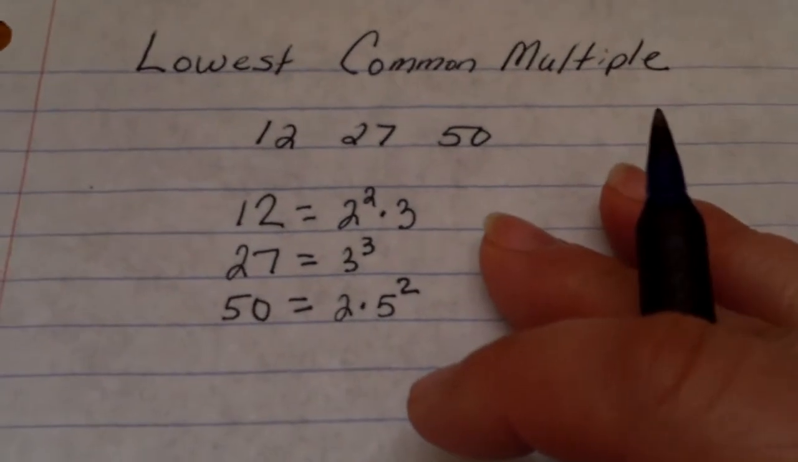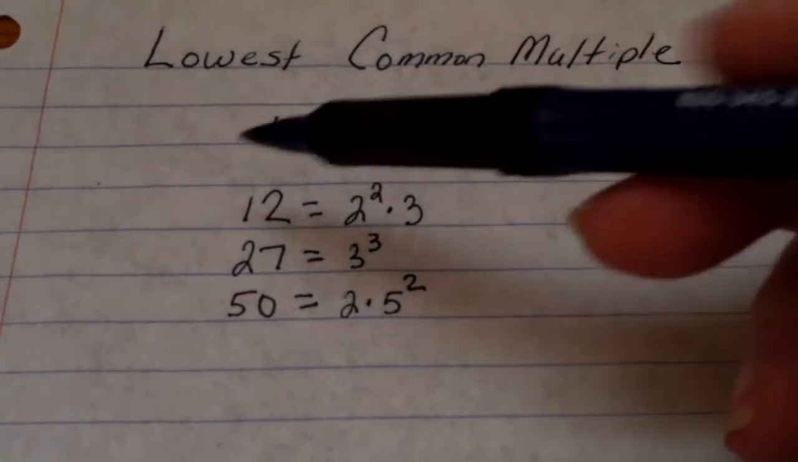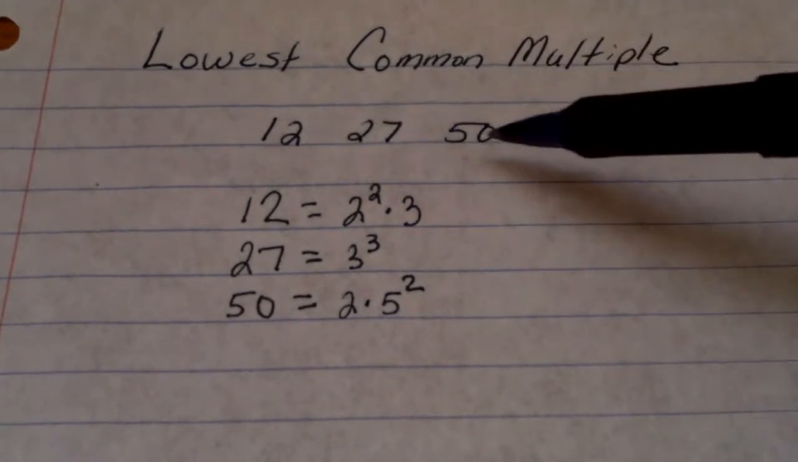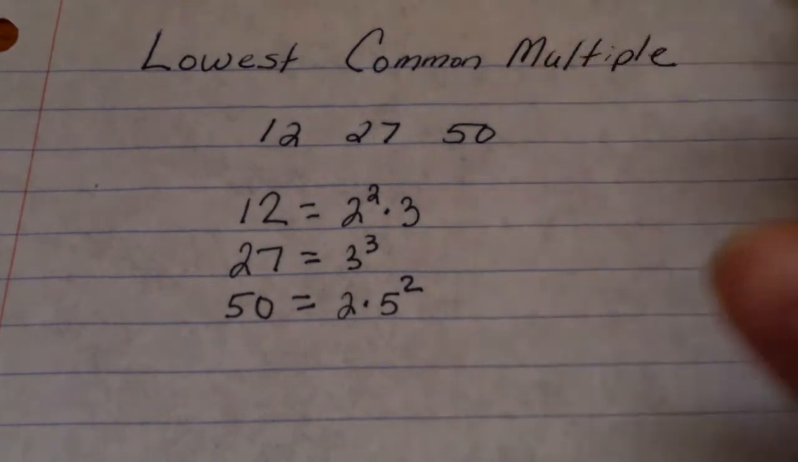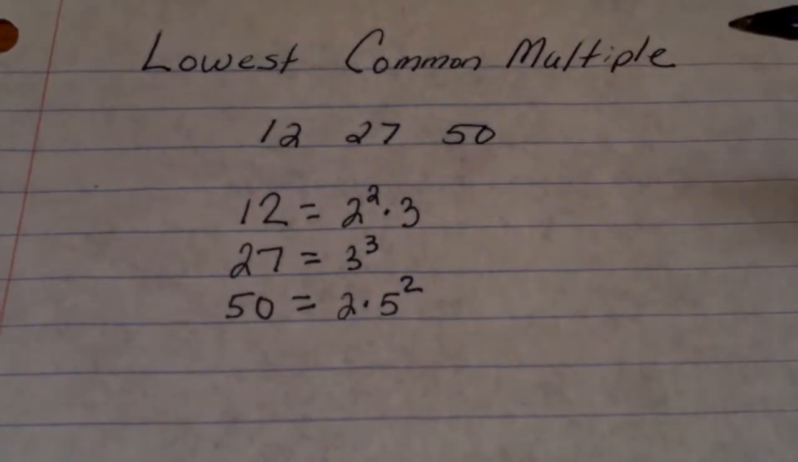We're going to talk right now about finding the lowest common multiple. Let's say we have the numbers 12, 27, and 50. The first thing is to prime factor it. That gets it down to its basic building blocks.